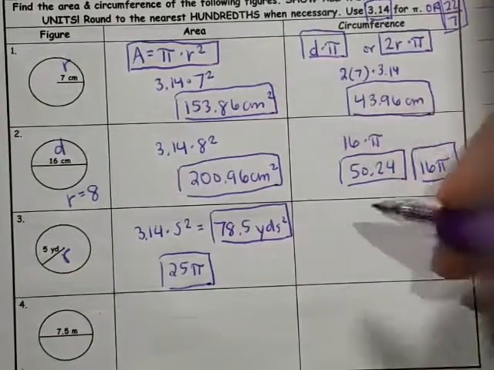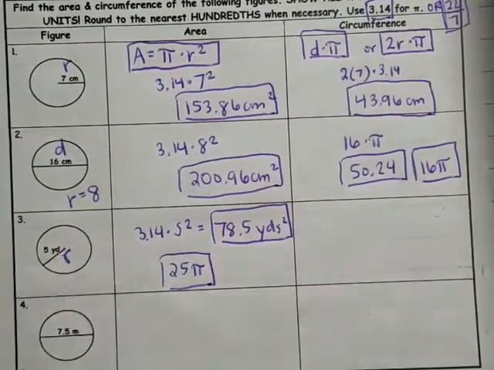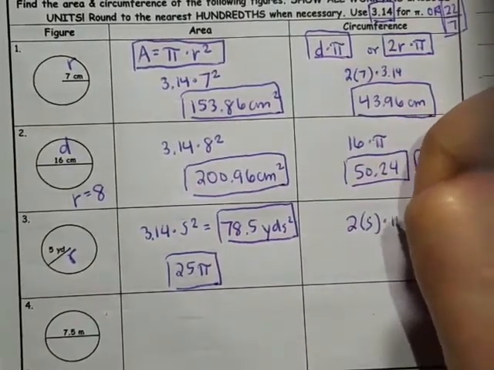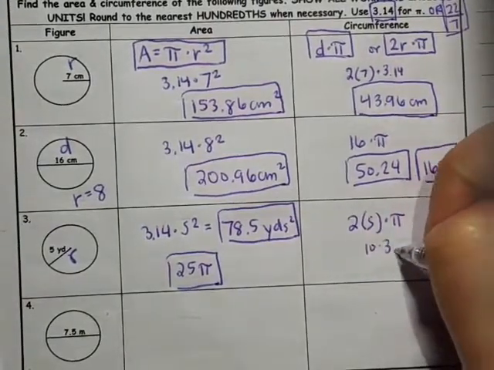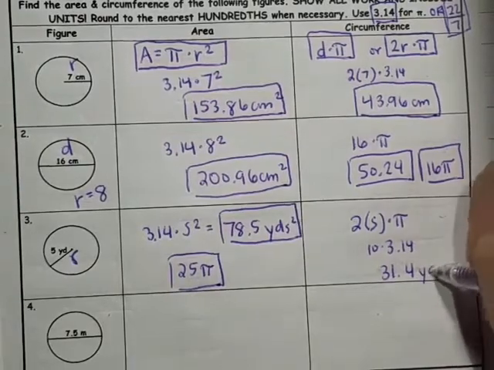Here we need circumference, so we need to double the radius, so make that 10. So 2 times 5 times pi. So 10 times 3.14, which gives me 31.4 yards.